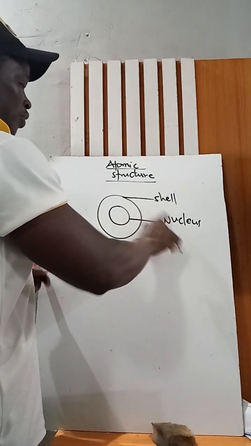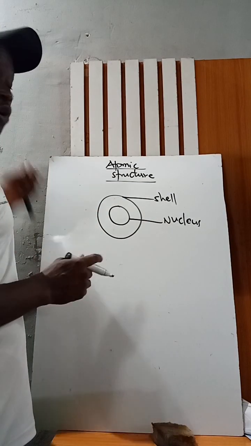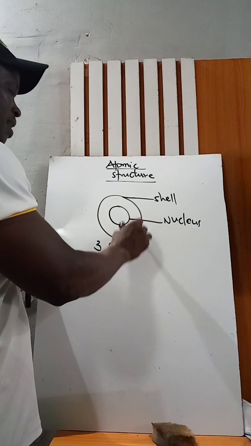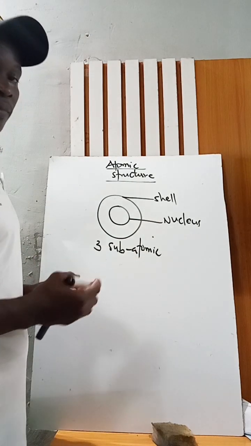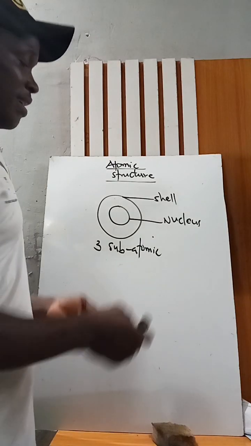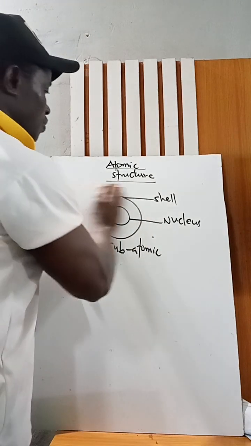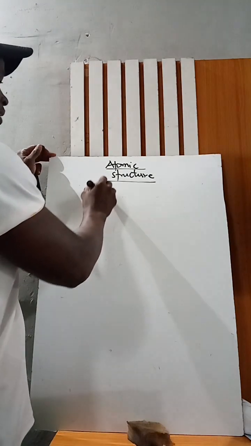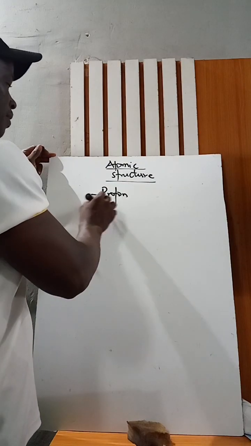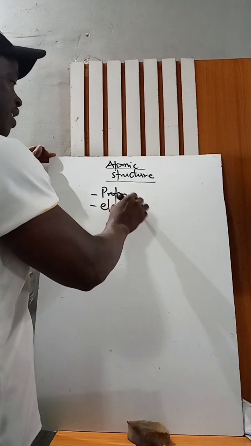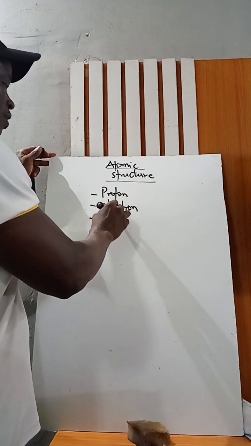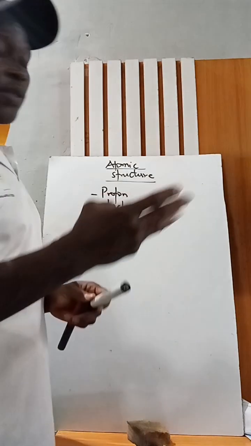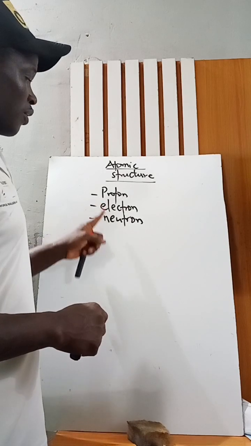Now, it was also discovered that atom has three subatomic particles. But atom is not actually the smallest. It has three subatomic particles. What are those three subatomic particles? Number one, you have the proton. Number two, you have the electrons. And number three, you have the neutrons. So that means atom has three subatomic particles: proton, electron, and neutron.